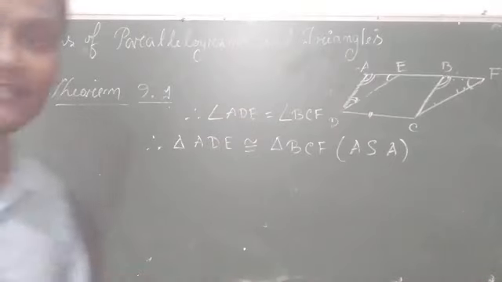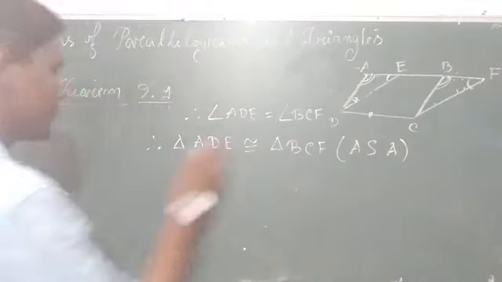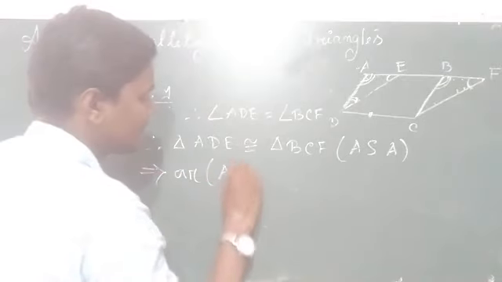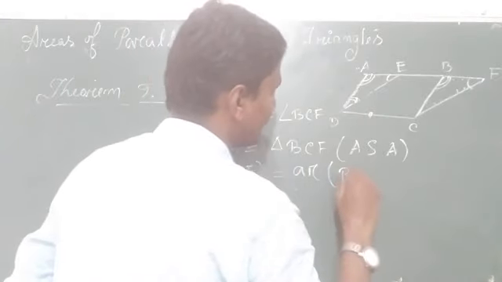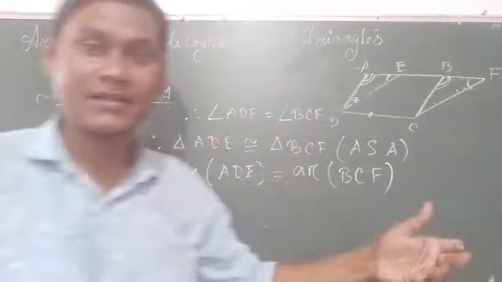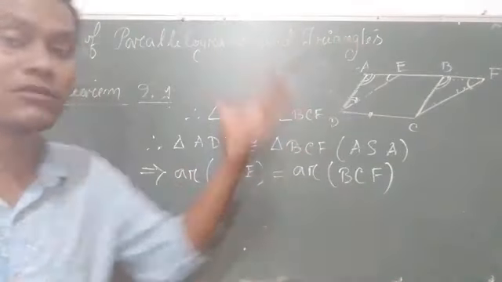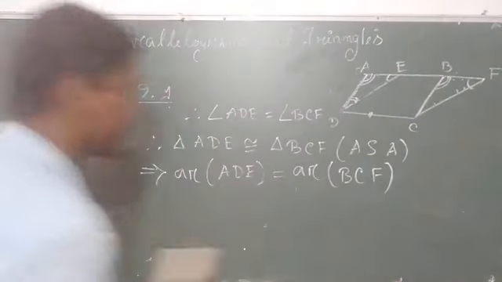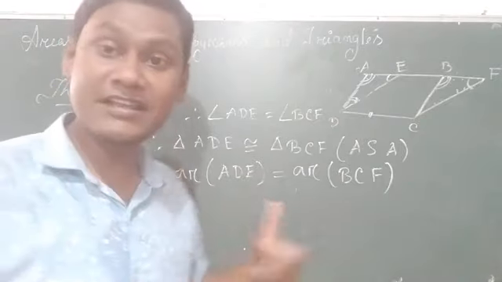Now, since the two triangles are congruent, what can I write? Congruent triangles will have equal area also. So from here I can write area ADE is equal to area BCF. Since the two triangles are congruent, their areas will also be equal. Now further I will proceed to the next step.